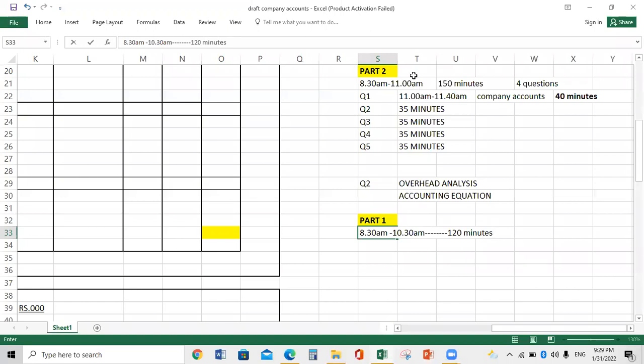And guys, part 2 will be 8:30 a.m. to 11:40 a.m. That is going to be how many minutes? 190 minutes, no? Okay. So guys, 120 minutes, how many questions should you do? 50 questions. Divide it by 50 and tell me for one question how many minutes you should take. For each question, you should take 2.4 minutes.